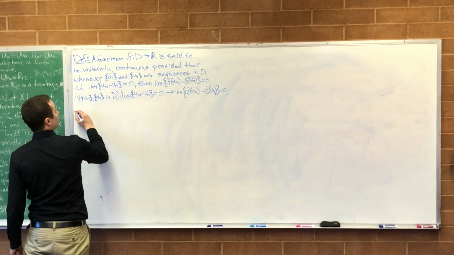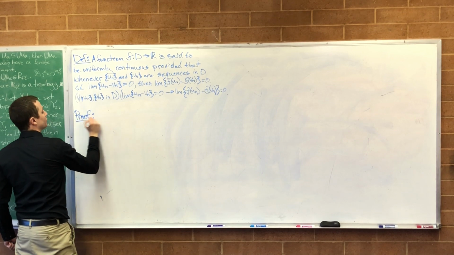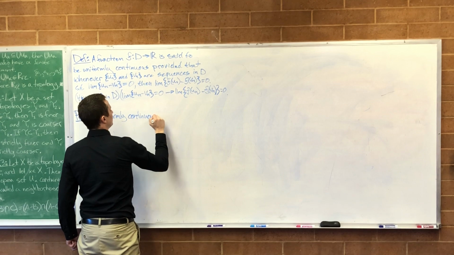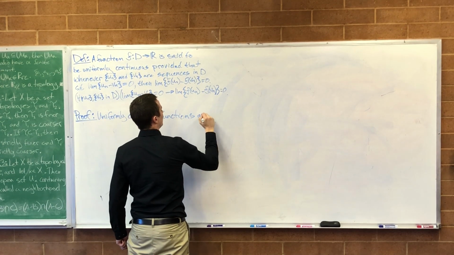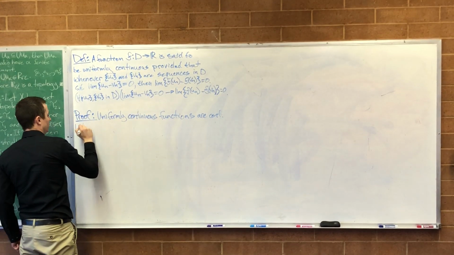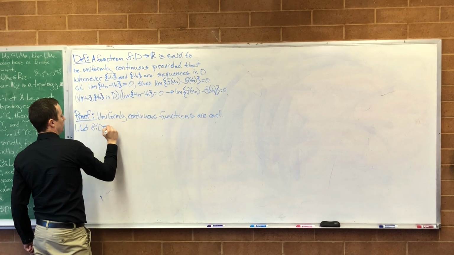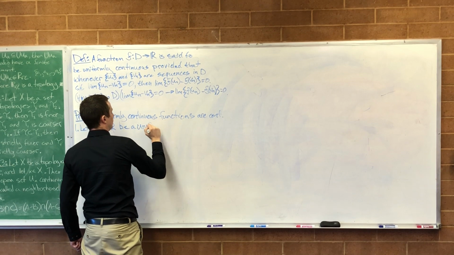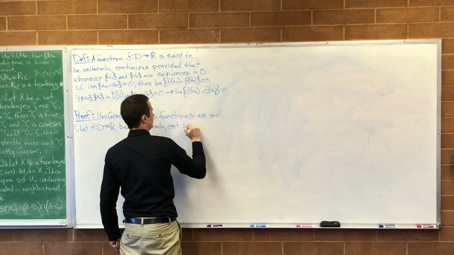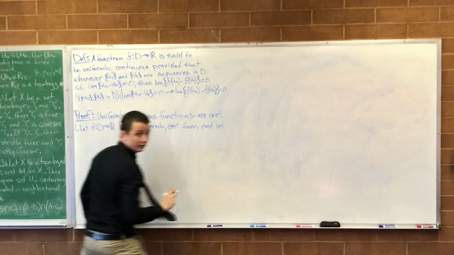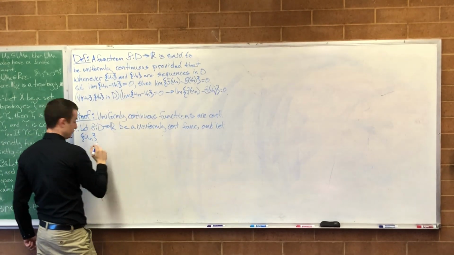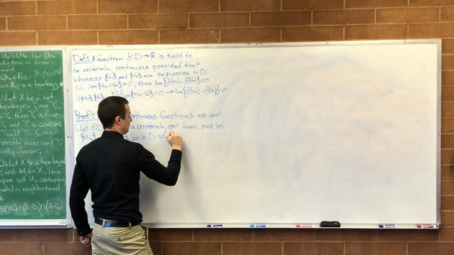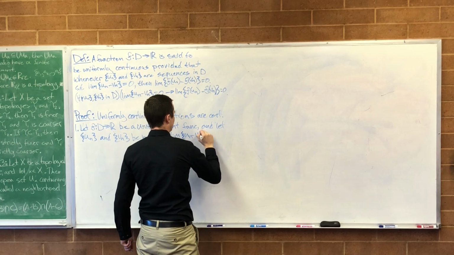Oh, so that's the first proof we're going to do. So now we're going to do a proof. Uniformly continuous functions are continuous. So 1, let f from D to R be a uniformly continuous function, and let u_n and v_n be in D such that the limit of their difference is equal to 0.